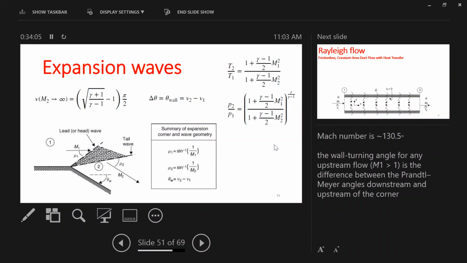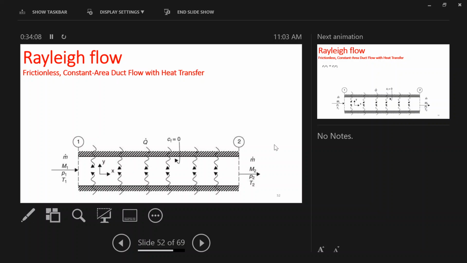So, if there's no question, then we are going to move to the Rayleigh flow. At the beginning of this chapter, we talked about frictionless constant area or variable area flow without heat transfer. So adiabatic, frictionless, variable area. But right now we are going to talk about frictionless constant area flow with heat transfer. So the only two things that are changing are that we are dealing with a constant area and it is not adiabatic. We are still dealing with the flow in a duct.